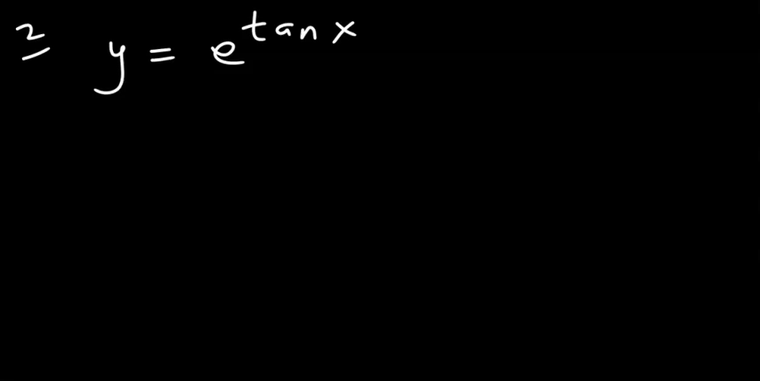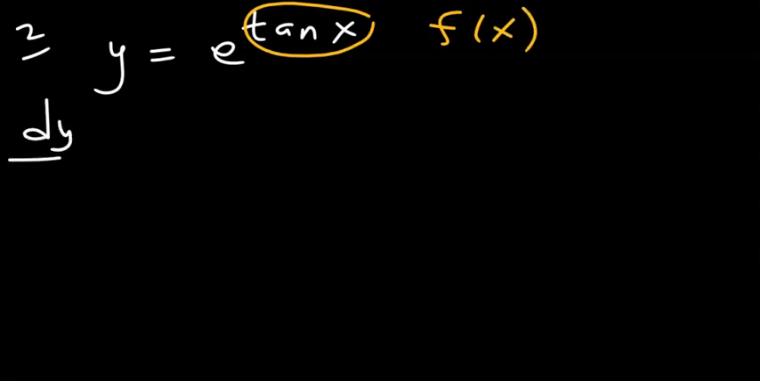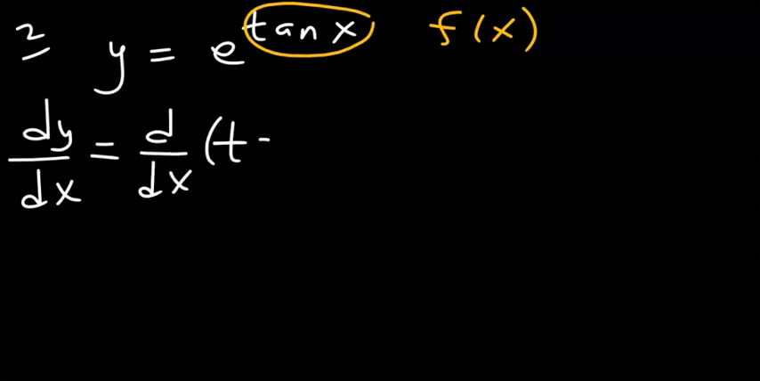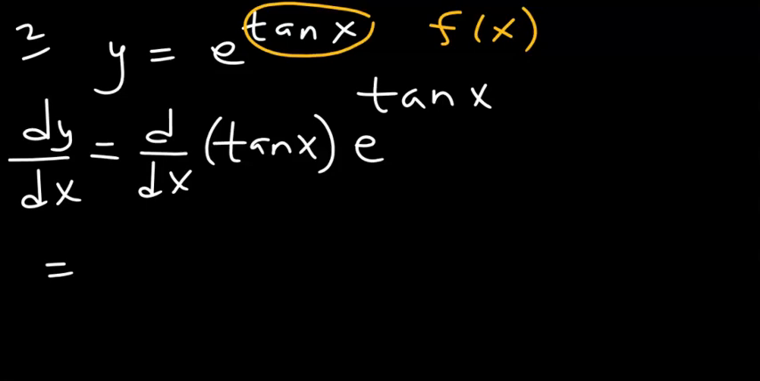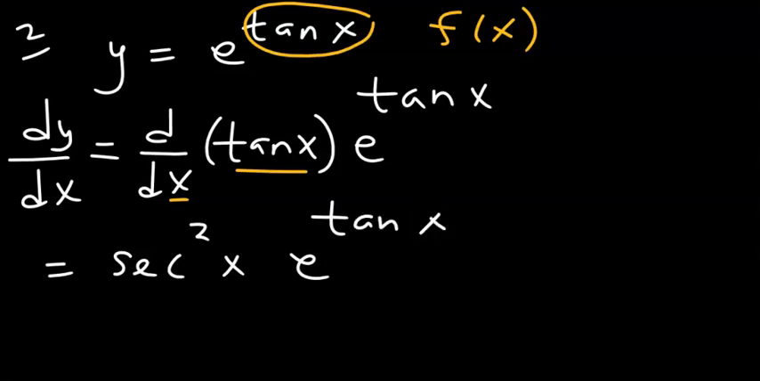What about this function? As always, your tangent x is your f(x), so dy/dx equals d/dx of that tangent x times the original function e to the power tangent x. The derivative of tangent x with respect to x is quite simply secant squared x, and that multiplied with the original function e to the power tangent x is the final answer that we seek.